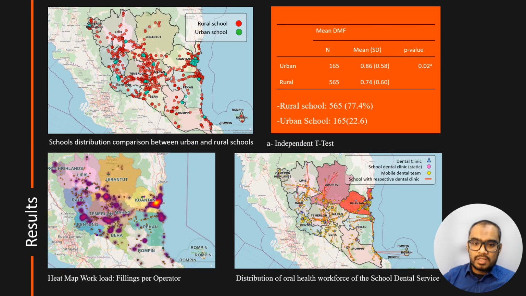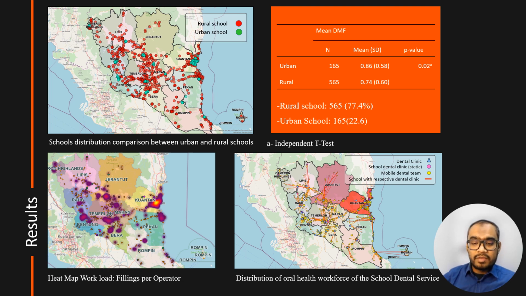Moving on to the results, these figures are generated using this software with 2018 school data. The first figure, the upper left, is a school distribution comparison between urban and rural schools. From independent tests, we have found that even though rural schools are much higher in number compared to urban schools, rural schools have a lower DMF compared to urban schools.